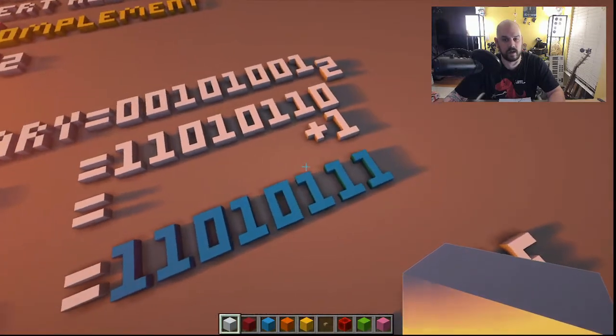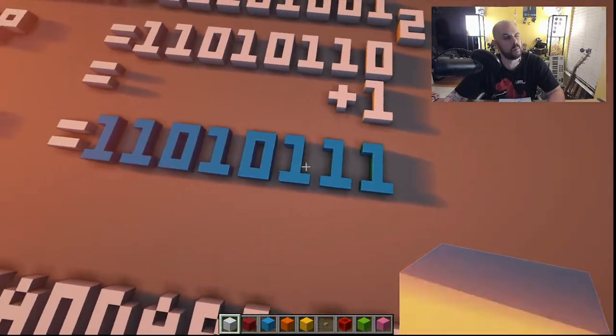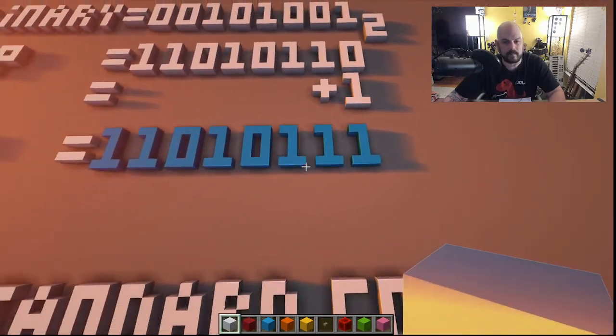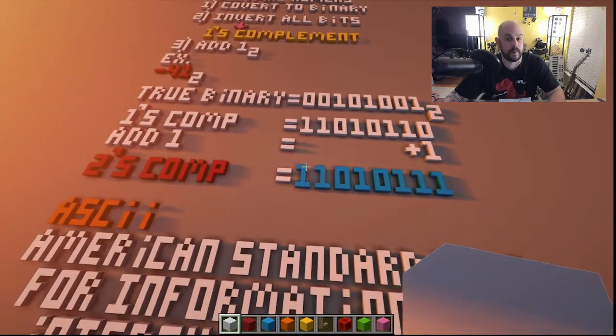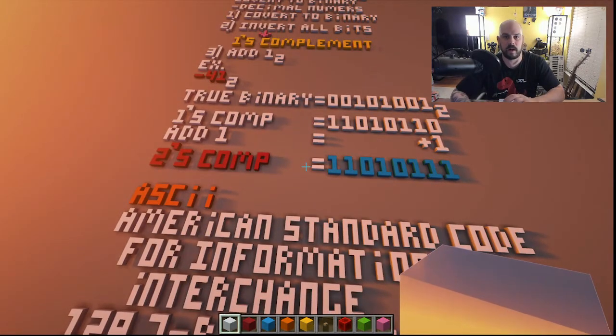And as you can see, the only thing that really changed here is 0 plus 1 makes 1. And we'll get into adding here in a little bit, but 0 plus 1 makes 1. That is our 2's complement number. So that's how we're going to be able to utilize negative and positive numbers.